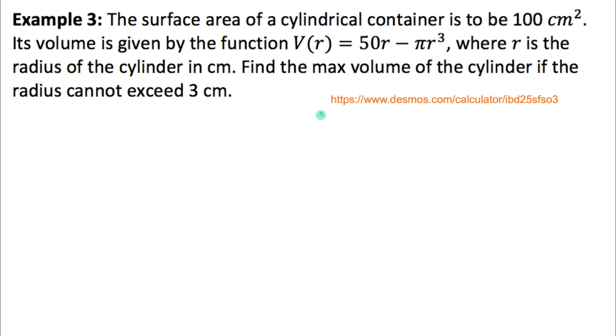Last example. It says the surface area of a cylinder container is to be 100 centimeters squared.